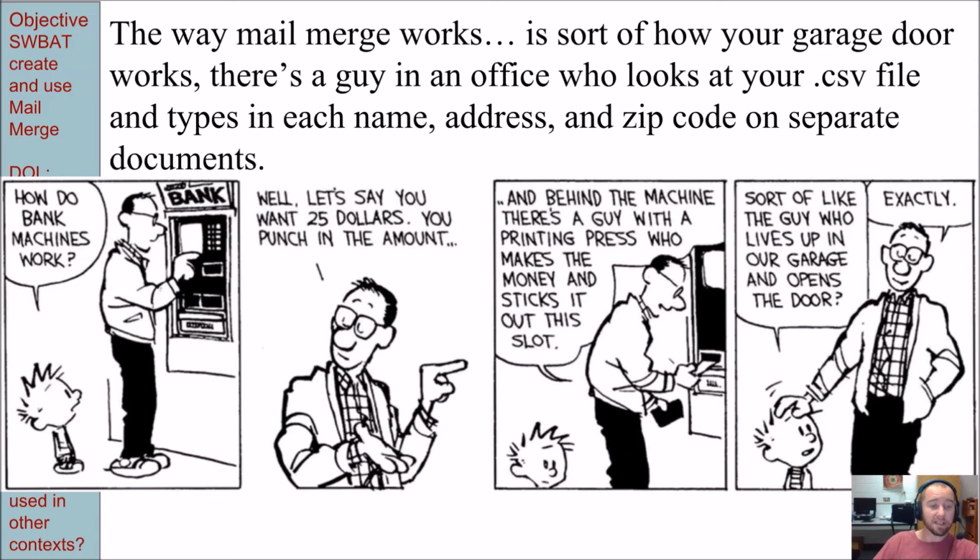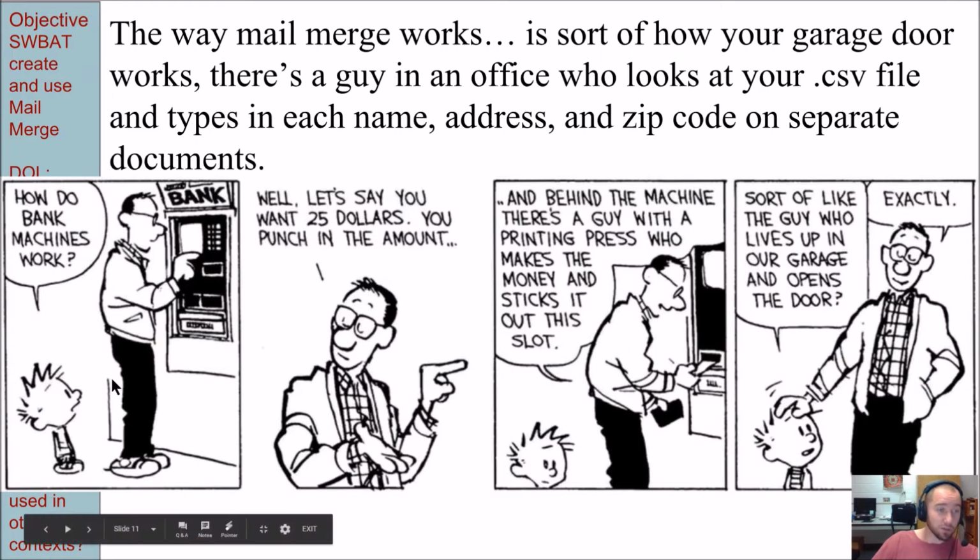So we're going to create that spreadsheet, okay? And the way mail merge works is it's sort of like how your garage door works, all right? There's this guy in an office somewhere far away, like in a server room, and he looks at your CSV file and he types in the name that you're providing him in this Excel spreadsheet. So he'll type in the name, address, and zip code, and then he's doing this for every document for you. That way you don't have to. This is similar to the way bank machines work.